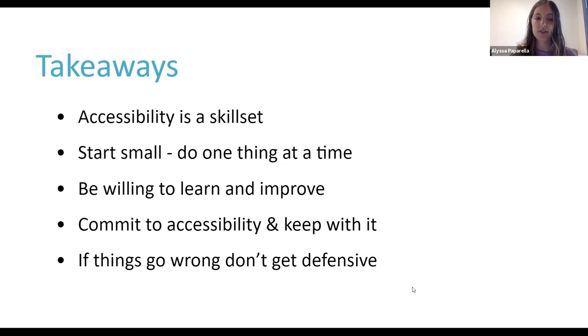So that kind of brings us to, if things don't go right, you cannot get defensive. If somebody points out, hey, I know you might've wanted to have alt text, but it didn't show up on your image, you should be willing to take that and say, thank you for pointing that out. Don't try and start an argument. The best practice to do in that case is delete the previous tweet and then add alt text and post it new. And a commitment to accessibility takes time and you must keep up with it.